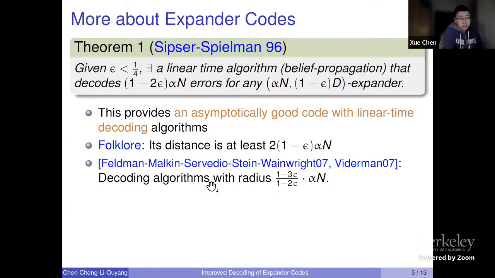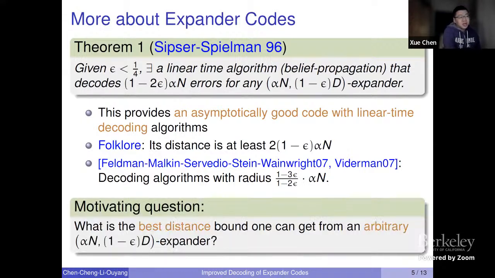There are two works trying to bridge the gap, with a slightly better decoding radius like (1 - 3 epsilon) over (1 - 2 epsilon) times alpha n. A natural question is to improve the decoding radius. Before answering that, maybe we should try to figure out what is the best distance bound one can get from an arbitrary expander.